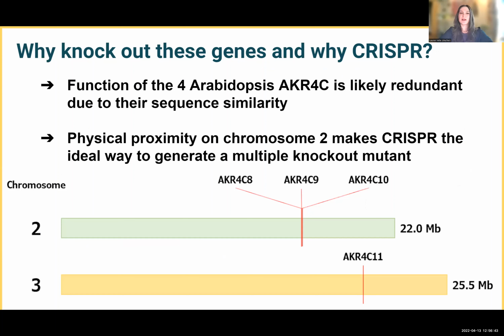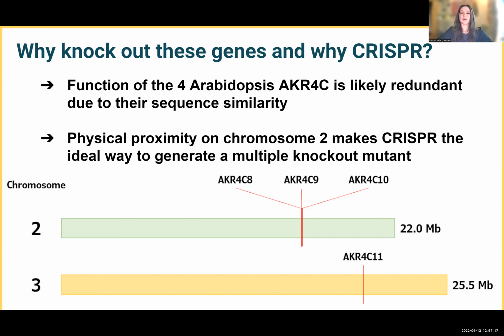So, why would we want to knock out these genes? The function of these 4 Arabidopsis AKR4C proteins is likely redundant due to their high sequence similarity. It ranges from 64 to 90% identity over similarity. As a result, knocking out one of them will likely not generate a strong phenotypic response. So knocking out multiple, or hopefully all of them, will generate a phenotype representative of the loss of this family.